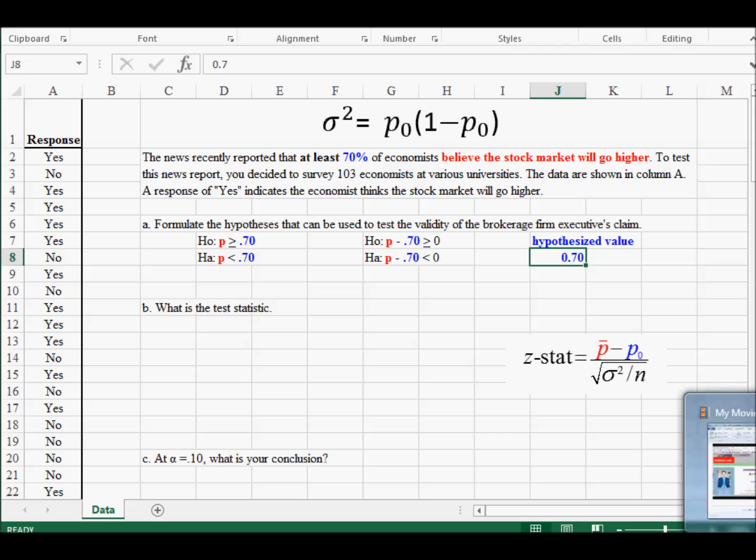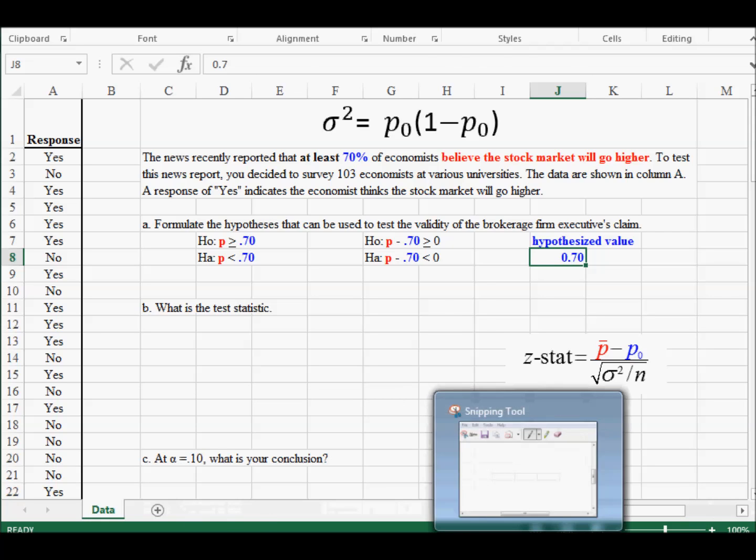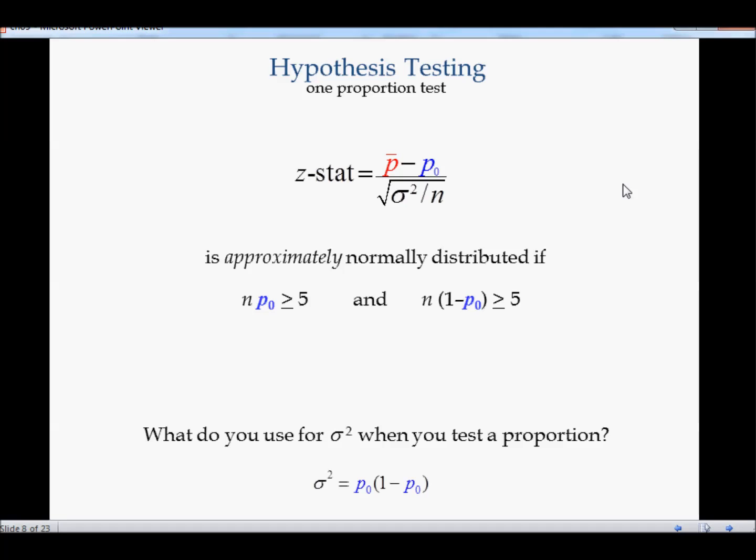Now, from the PowerPoint that we looked at the other day, we have the z-stat for a one proportion test. The numerator is the point estimator of the difference in either of the hypotheses. And in our example, the p0, the hypothesized proportion, is 0.7. So we need to compute the p-bar. We need to compute the sigma squared. Down here at the bottom, sigma squared is the hypothesized value, 0.7, times 1 minus that hypothesized value. So we're going to have 0.7 times 0.3.